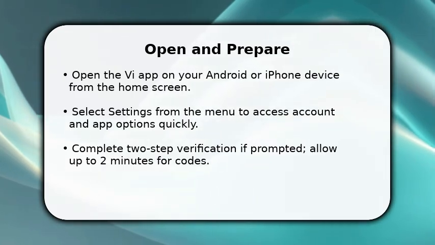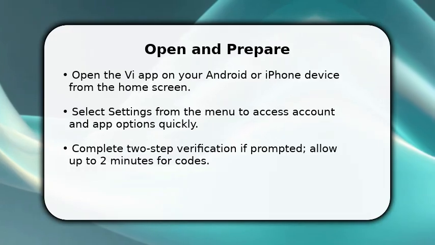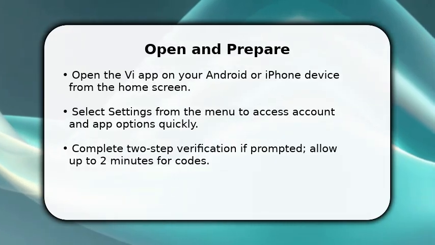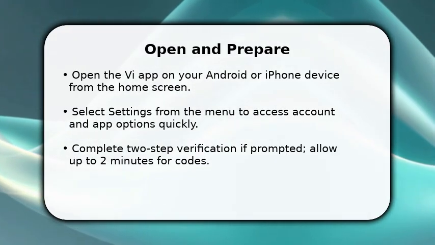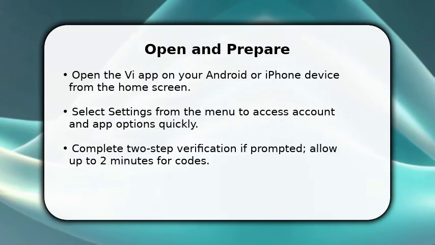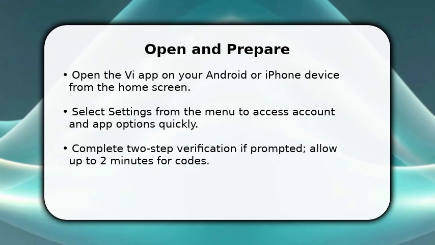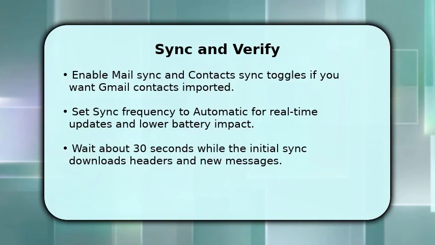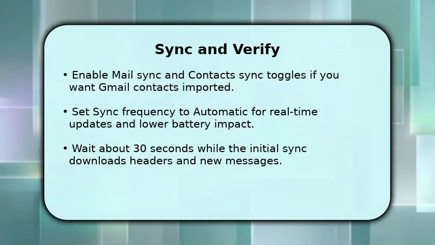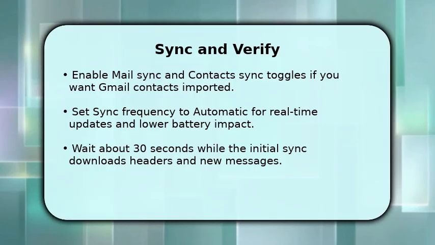Enter your full Gmail address and password into the fields provided, then tap Next. Complete two-step verification if prompted. Allow up to 2 minutes for codes. Allow permissions on the consent screen to finalize the sign-in. After signing in, Vi displays an Add Account confirmation and sync options page.